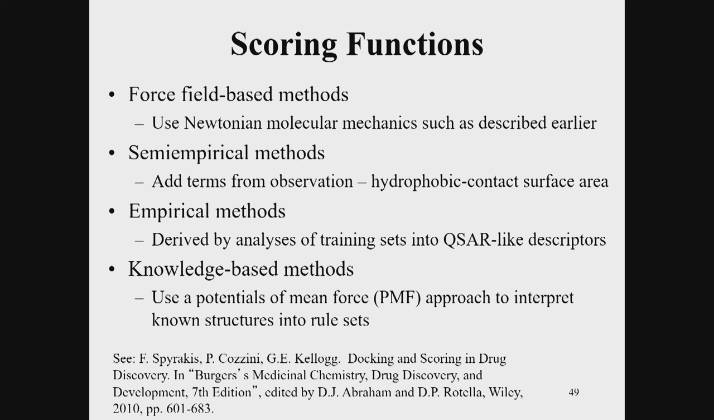There are methods that are wholly empirical, and that's sort of like the QSAR approach. We have training sets and we derive descriptors in order to develop empirical methods. And there are knowledge-based methods. And this uses a potentials of mean force approach, where we take known structures, for example, crystal structures of known protein-ligand complexes, and develop rule sets of how often does a carbon-oxygen bond approach a hydrophobic group, or those sorts of things. And we can develop these rule sets, and that gives us another approach to calculating methods. And I point out again that our chapter in Berger has a detailed description of scoring functions.